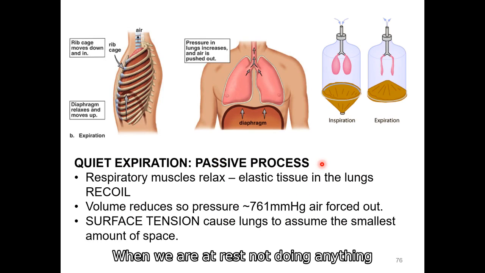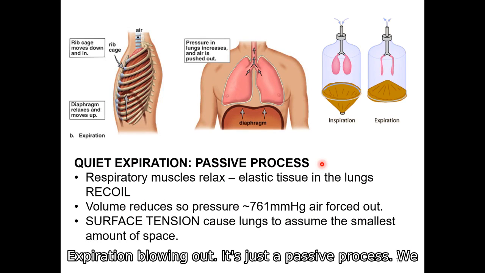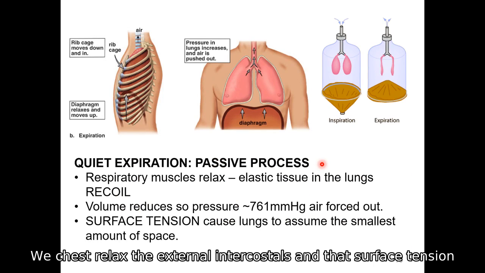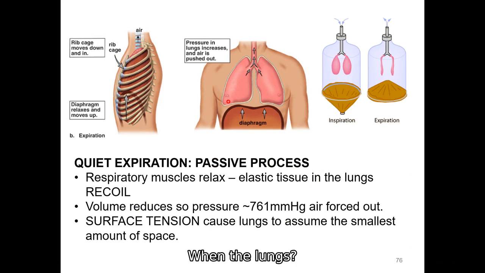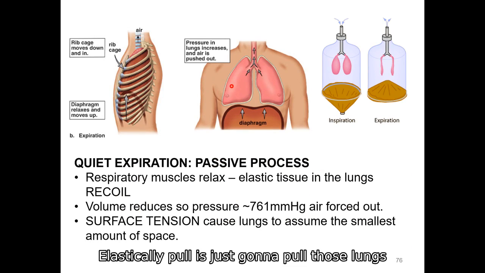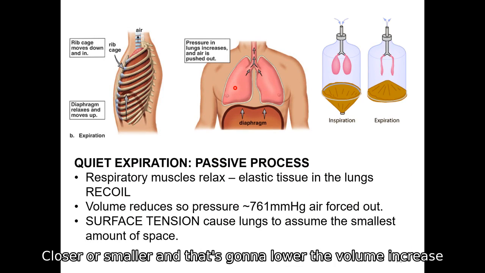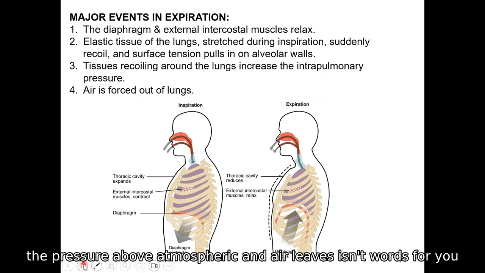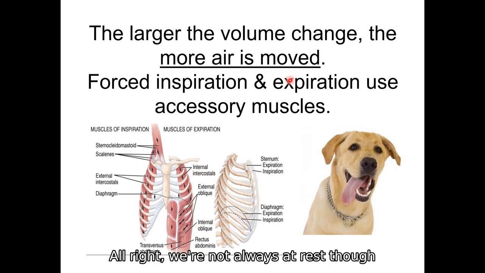When we are at rest, not doing anything, expiration, blowing out, is just a passive process. We just relax the diaphragm, we relax the external intercostals, and that surface tension, when the lungs elastically pull, is just going to pull those lungs closer or smaller, and that's going to lower the volume, increase the pressure above atmospheric, and air leaves. And there it is in words for you.